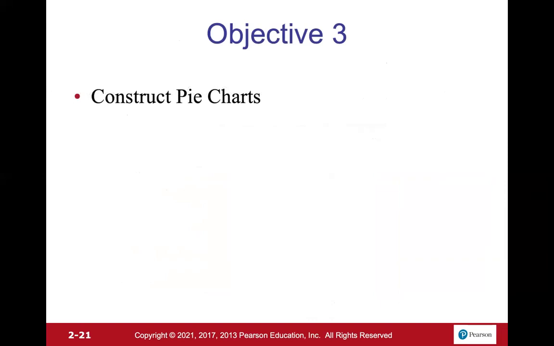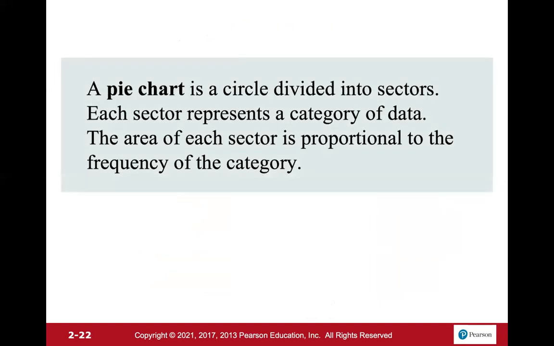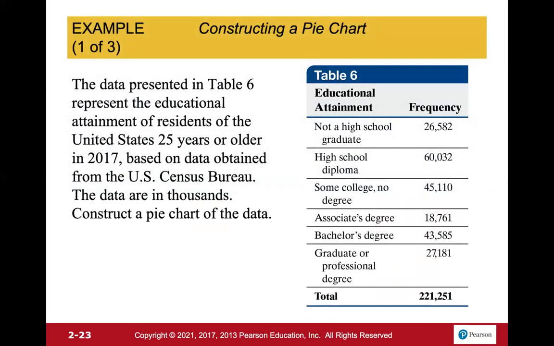All right, so now constructing pie charts. A pie chart is a circle divided into sectors. Each sector represents a category for the data. The area of each sector is proportional to the frequency of the category. The data presented in table 6 represents the educational attainment of residents of the United States, 25 years or older, 2017, based on data obtained from the US Census Bureau. The data are in thousands. Construct a pie chart of the data.